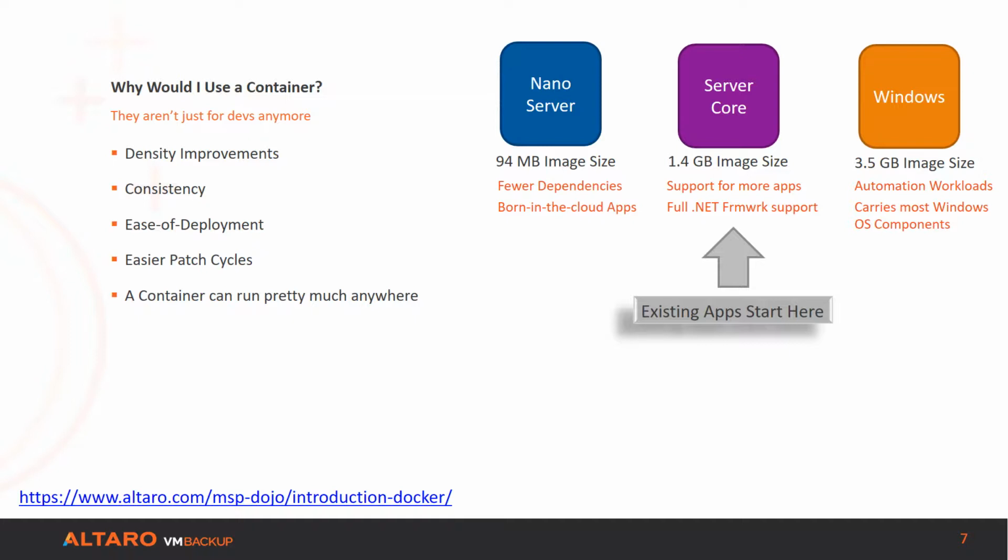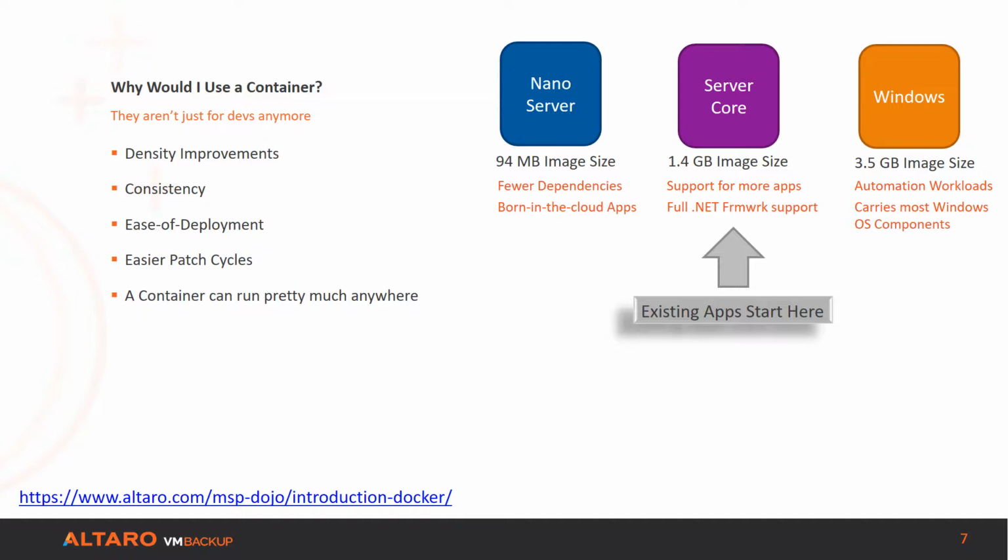Server Core has support for more applications. It's got full .NET Framework support. But it's a little bit bigger, 1.4 gigs in size, and takes a little bit longer to deploy and stand up. But again, at 1.4 gigs, that's not too bad compared to what Server Core used to be. And then for more complex, larger workloads that require more bits and pieces of the operating system, you've got a new Windows container image that Microsoft introduced in 2019 as well. That clocks in at 3.5 gigabytes in size.